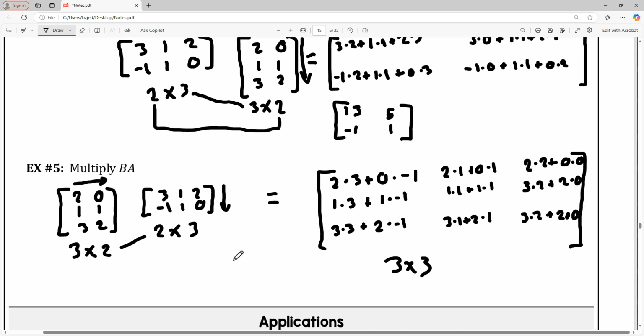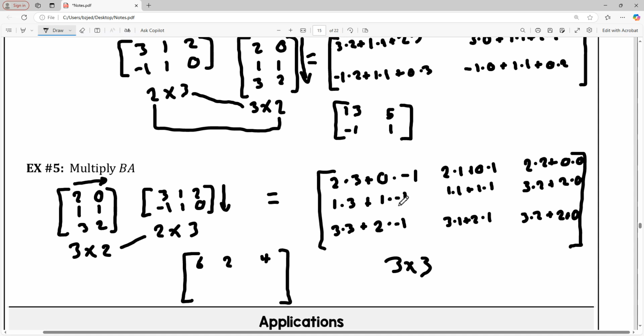Now we need to simplify all of these. Now we need to actually do all the multiplication and adding. So I'm going to be getting a 3 by 3 matrix. I'm going to hopefully have enough space for this. 2 times 3 is 6 plus 0 times whatever is still 6. 2 times 1 is 2 plus 0 times whatever is still 2. 2 times 2 is 4 plus 0 times who cares is still 0. So I'm getting 4.